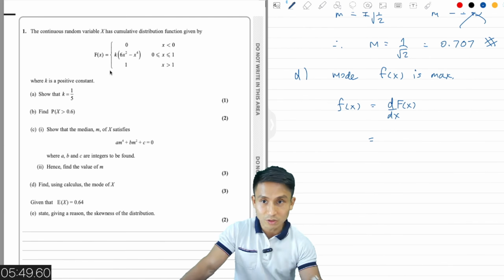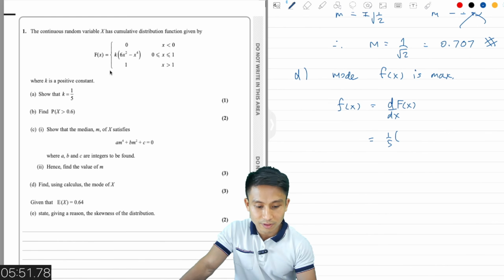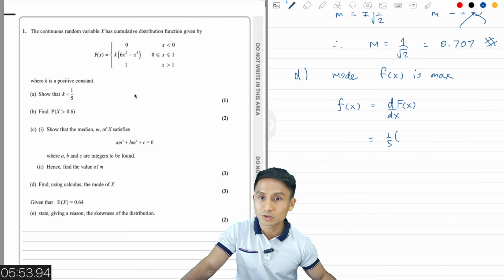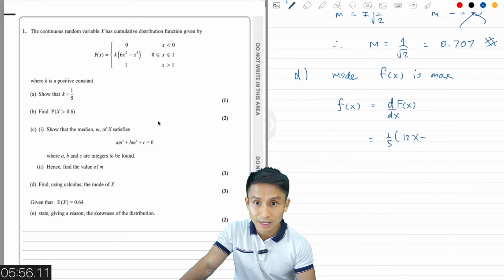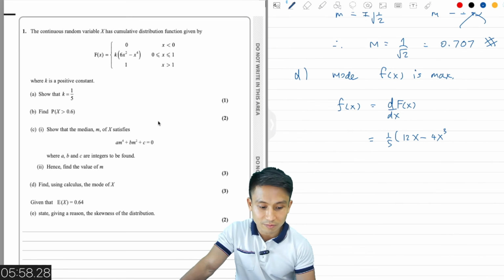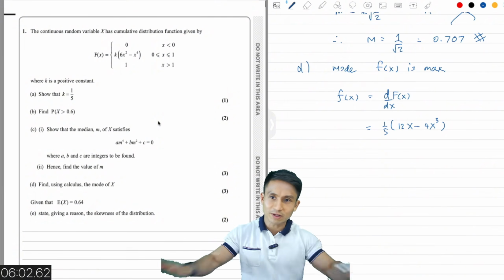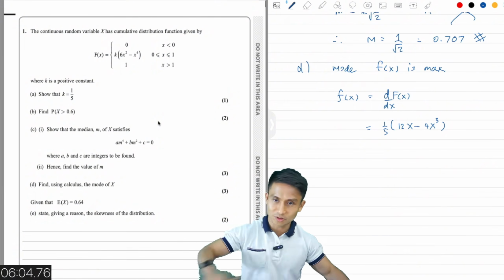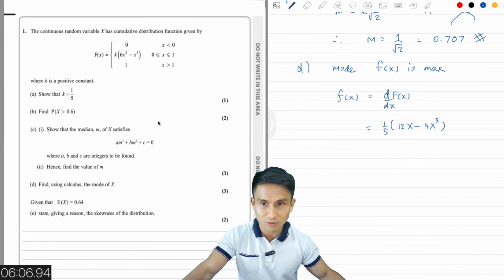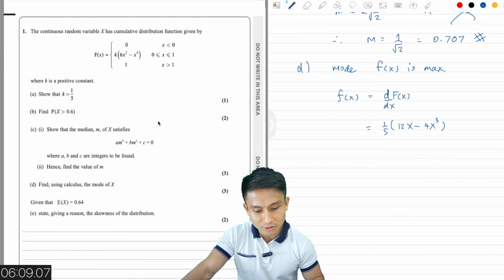So I'm just going to pick the middle one there. So it's just 1 over 5. You differentiate the inner part there. So it's going to be 12x minus 4x to the power of 3. Okay? And there is only one significant piece here, because it's just one distinct one. The 0 and 1 don't count for much.